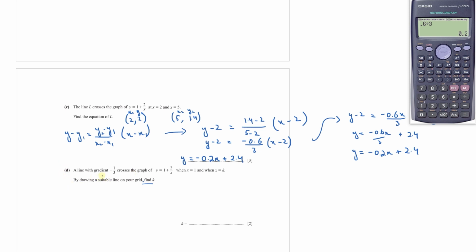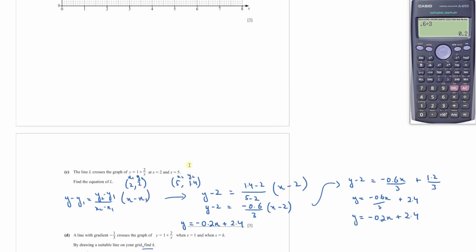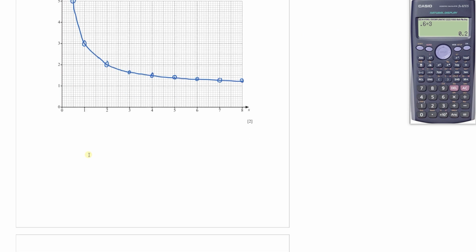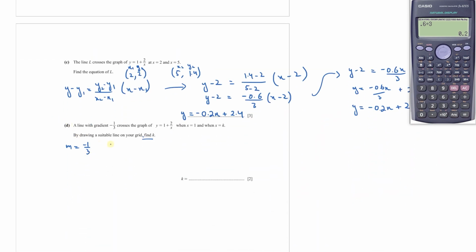So for the first method, you're already given the gradient. Gradient is minus 1 over 3, and you can find one point on the line because we know that the line crosses this curve. The straight line will intersect this curve at x equals 1. So when x equals 1 for this curve, your y value is 3. That means the line passes through the point (1, 3).